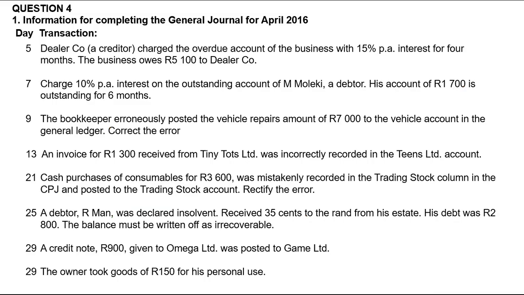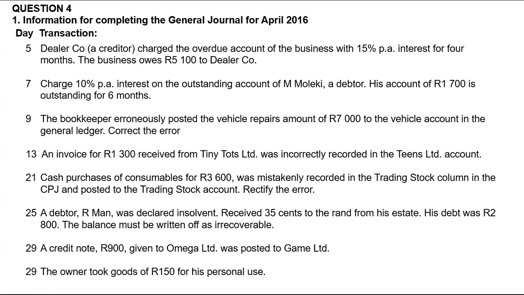So if the error is done in the debtors' ledger, you just debit or credit. In the creditors' ledger, you just debit or credit, but you don't touch the debtors' control and the creditors' control. However, if it was done in the journal, it will touch the debtors' control and the creditors' control. But however you take it, the net effect will be zero. So I don't think it will be a big deal. Let's move to the 21st.